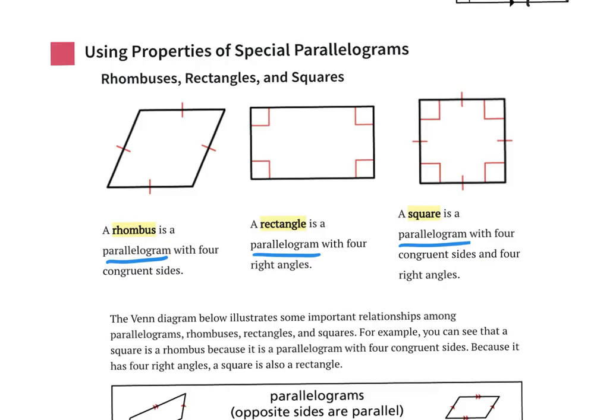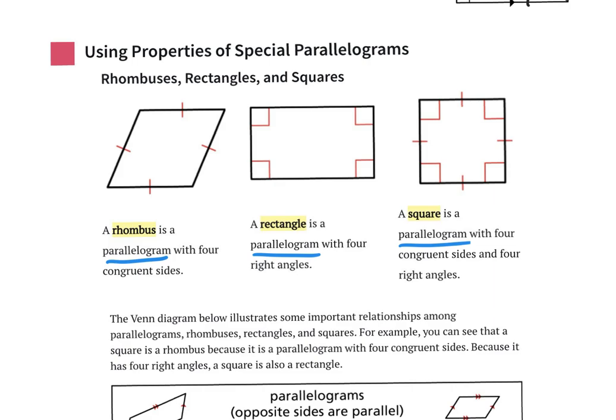all of those are true about all of these figures. Okay? If I have diagonals, the diagonals bisect each other. Opposite angles are congruent. Consecutive angles are supplementary. Because all 3 of these are parallelograms, they have all the properties of a parallelogram. So it's like a parallelogram plus something else, right? Not only is it a parallelogram, but we have some additional information added on to that.